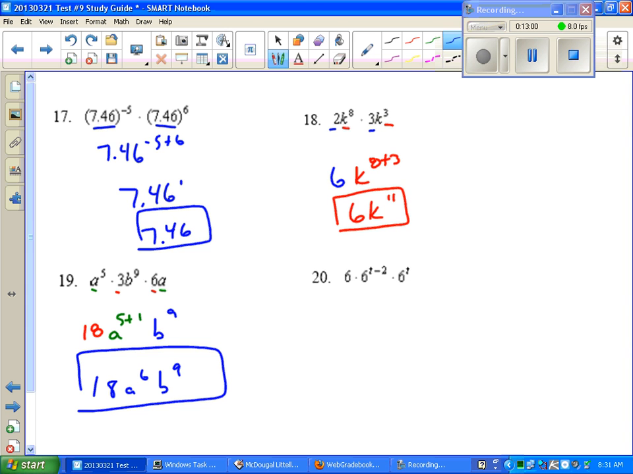And the last one, notice this is kind of a bonus problem, but notice all of the bases are the same. So you have 6 to the first power plus t minus 2 plus t. And when you combine those like terms, 1 minus 2 will be 6 to the negative 1, and t plus t will be plus 2t. And that's really all you can do to that problem.